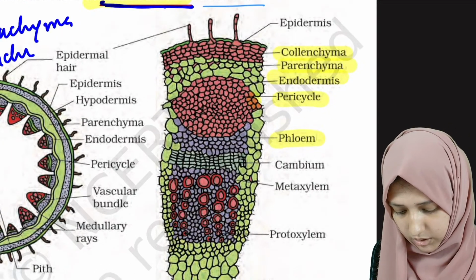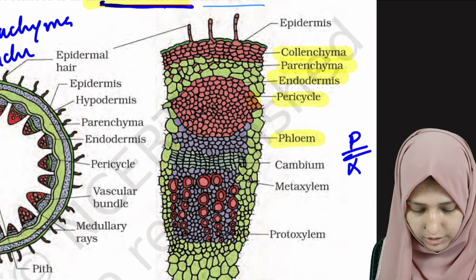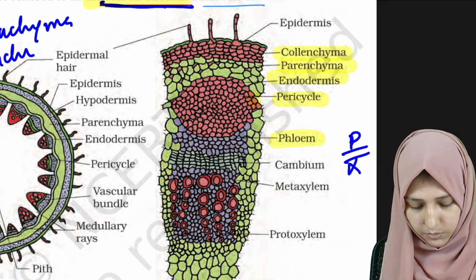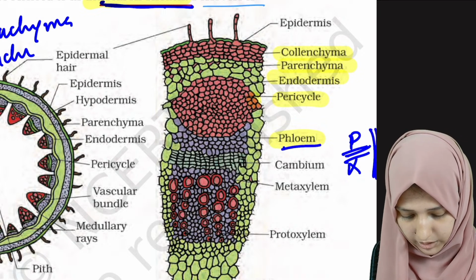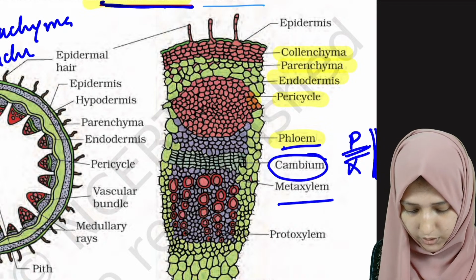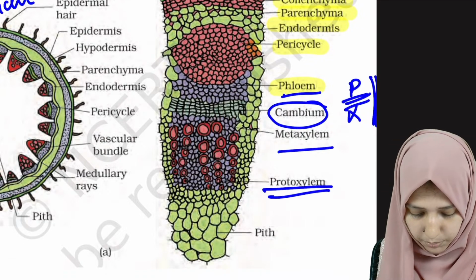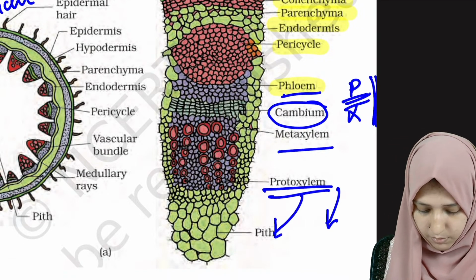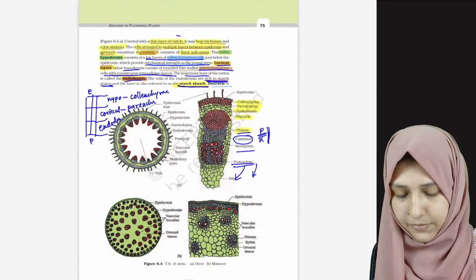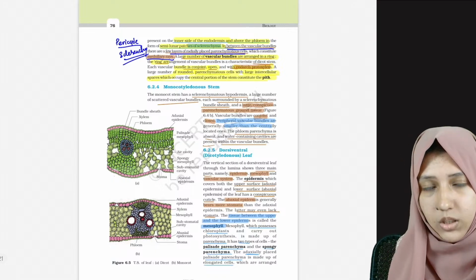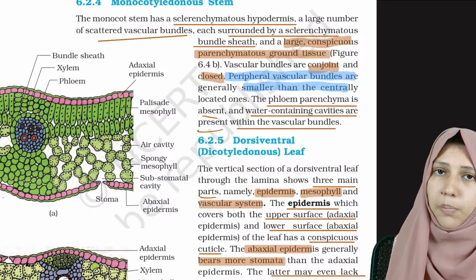So this is phloem, and as we said, the xylem and phloem are conjoined, which means they are in the same radii. Between the phloem and xylem there will be cambium, so there is secondary growth. And the protoxylem is directed towards the pith, so it is endarch. Clear? So this was about dicot stem. And the pith is also large.